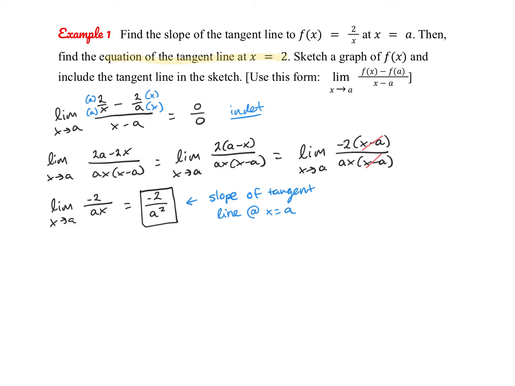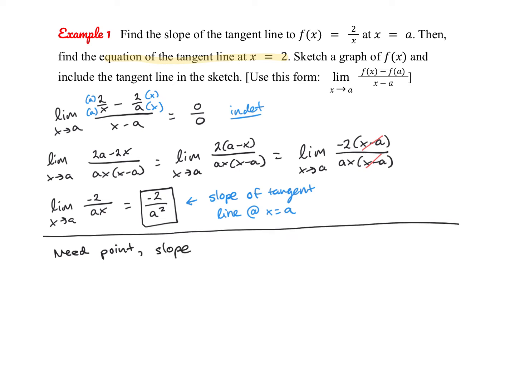So now let's move on to the second portion of the question, which asks us to find the equation of the tangent line at x equals 2. So here we are finding a linear equation. So we're going to need two things. We're going to need to find a point on the line, and we need to find the slope of our line. And again, we're finding it at x equals 2. So we can find a point on our line by just simply evaluating f of 2. So f of 2 is going to be 2 over 2, which is 1. So we have the point 2, 1.